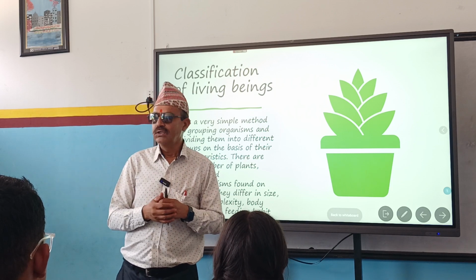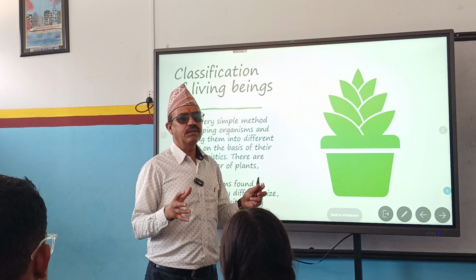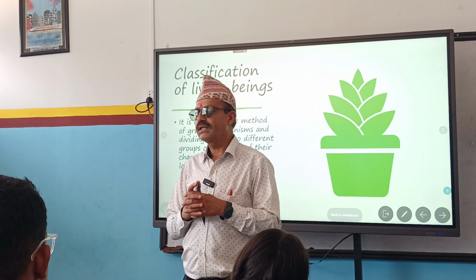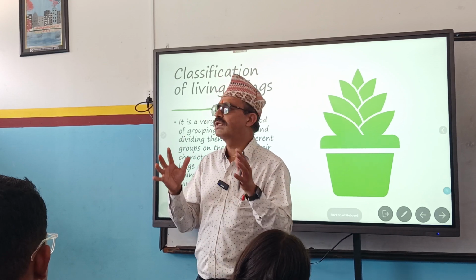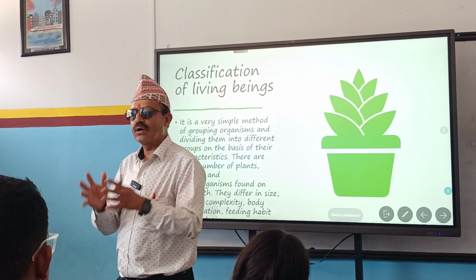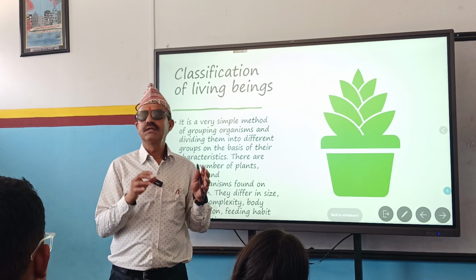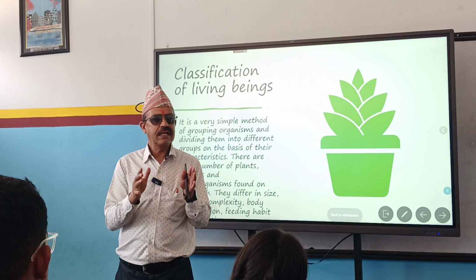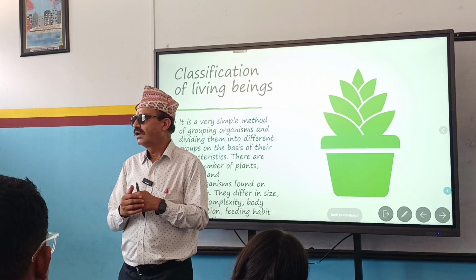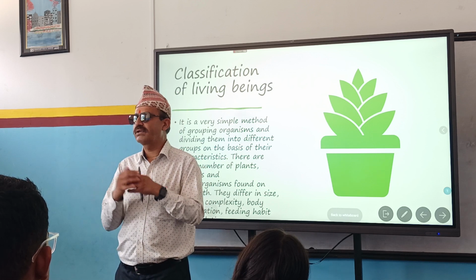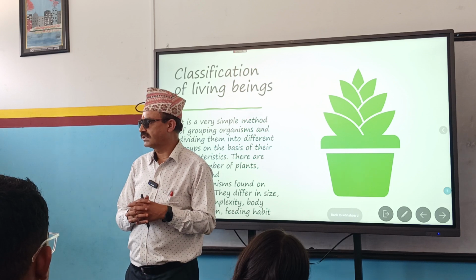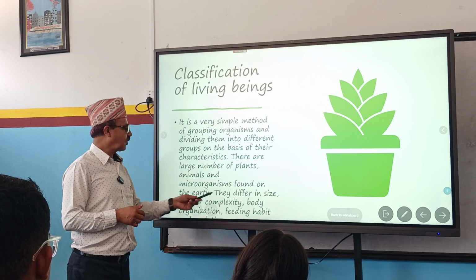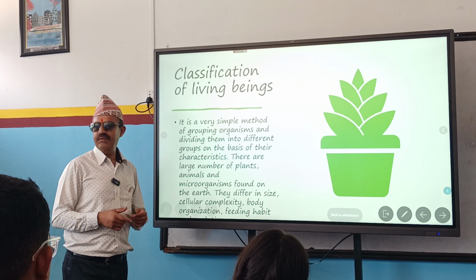Number differs, isn't it? So, if we start studying all the organisms at once, it becomes very difficult. That's why, according to their similar characteristics or differences, they are kept in different groups. So, the process of keeping organisms in different groups and subgroups according to their similar characteristics and differences is called classification. They differ in size, cellular complexity, body organization, feeding habit, etc.